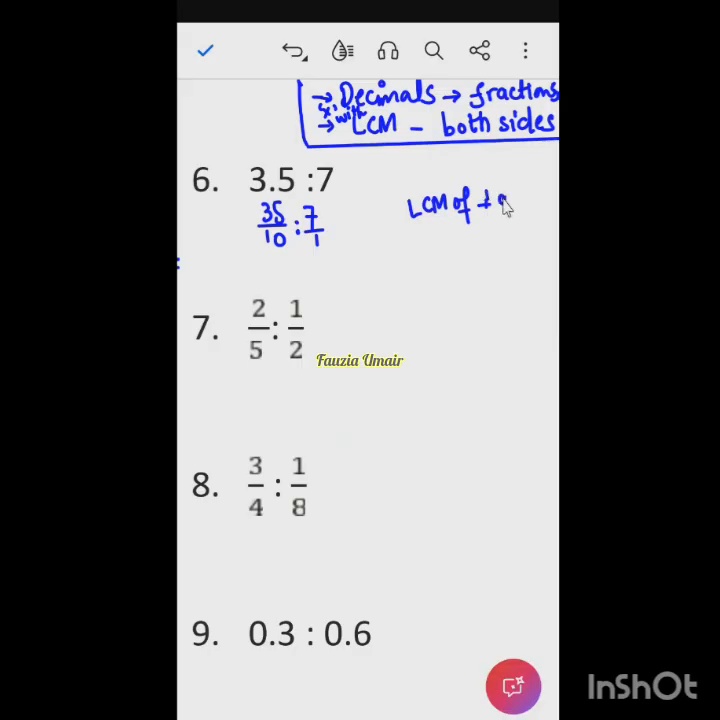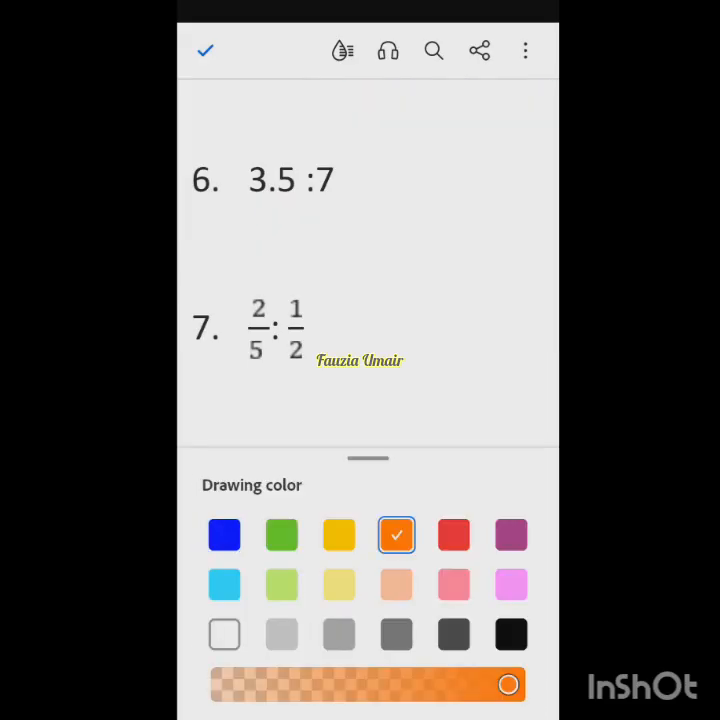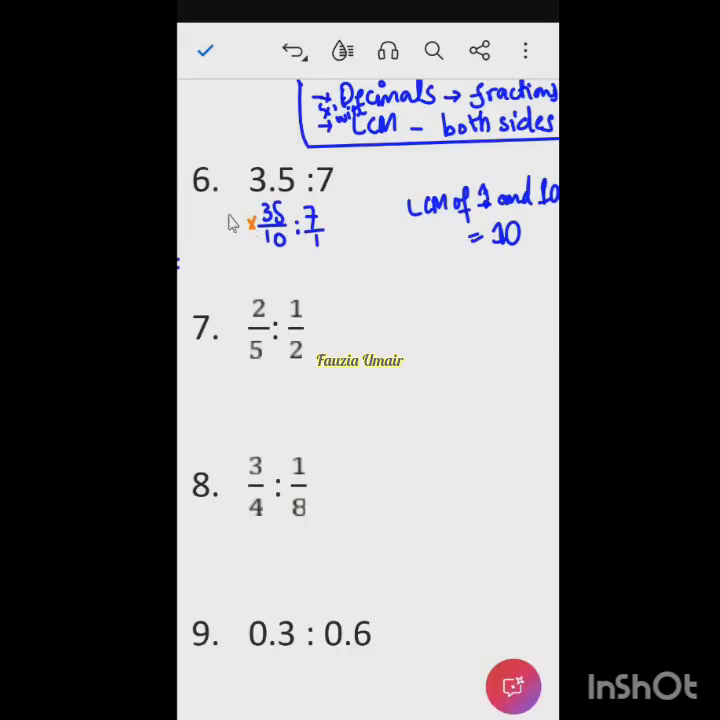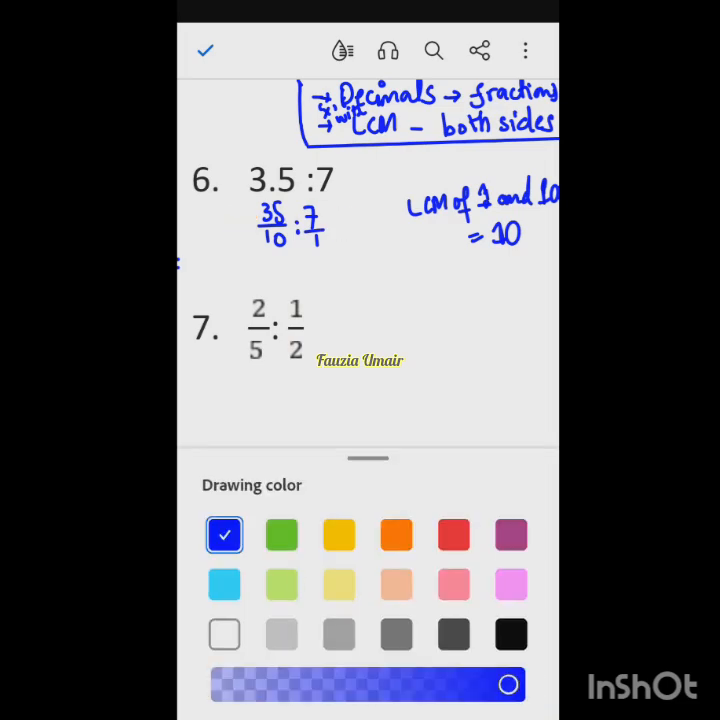Ma'am, that would be 10. So very good, I'm impressed. You can recall that is 10. The LCM is 10, so I will multiply these two fractions with 10. Got the point? I will multiply this side with 10, and I will multiply this side with 10 also. Right? So what will be the answer?